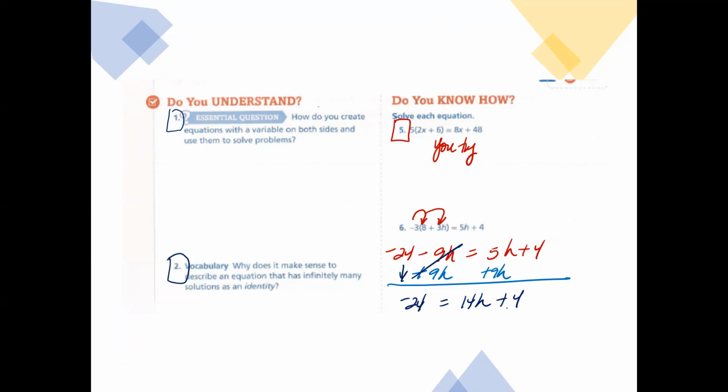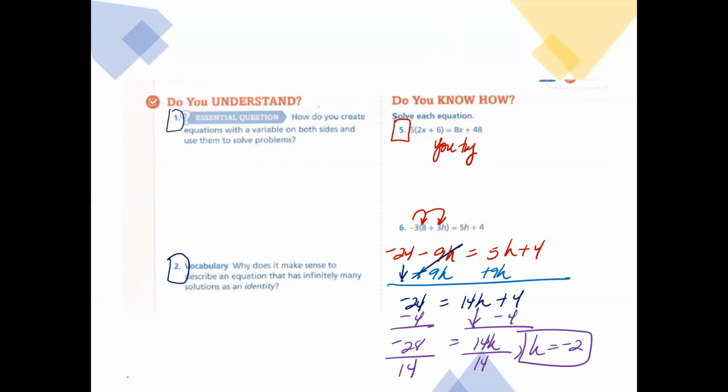Opposite of a positive 4 is a negative 4, so I'm going to subtract that on both sides. Bring down the 14h, which is a negative 28. Opposite of a multiplication is a division, so I'm going to divide it by 14 on both sides. And h is equal to a negative 2. And this is my answer.